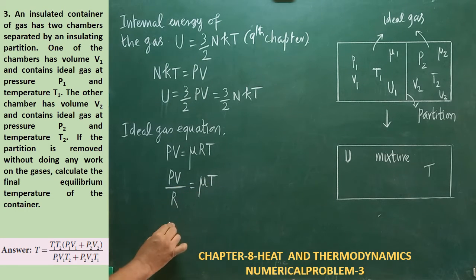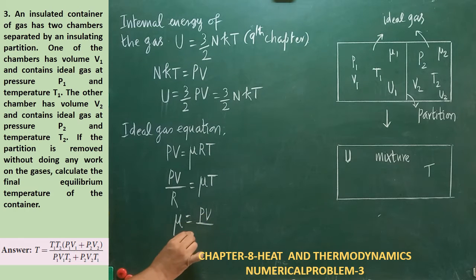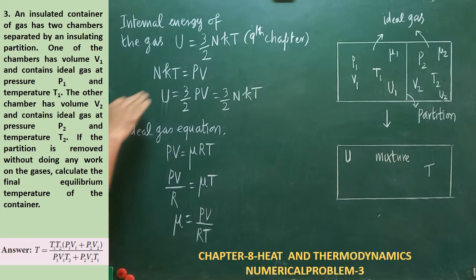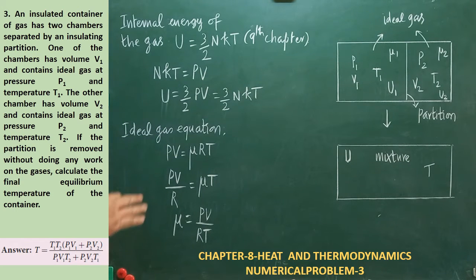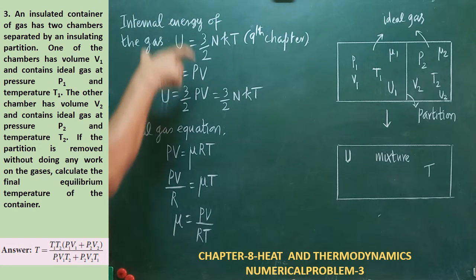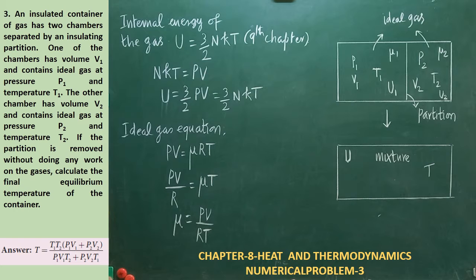From this we can write one more formula, that is nothing but mu. Mu is nothing but PV by RT. These two formulas are a must. Okay, so here all required formulas are written. So know the basics. We are going to use all the formulae in the next successive steps. Could you understand this? So I have written all the basic formulas. Okay, by using all these basic formulas I am going to solve the problem.